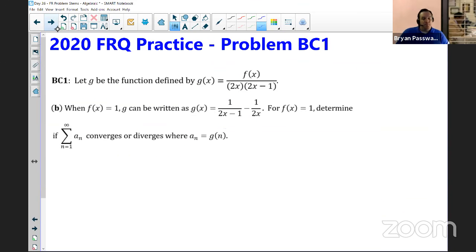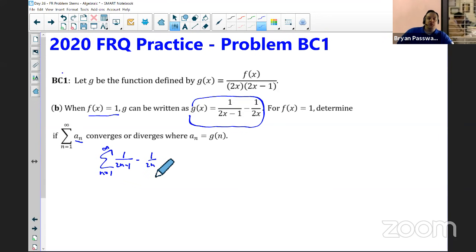So looking at part B, same function, but now we said, okay, look, if f of x equals 1, so this is going to be 1 in the problem, then this fraction using partial fraction decomposition could be written like this: 1 over 2x minus 1 minus 1 over 2x. So in this situation, when f of x equals 1, determine if the series of a sub n converges or diverges, where a sub n is just going to be g, right? So our a sub n is going to be this.